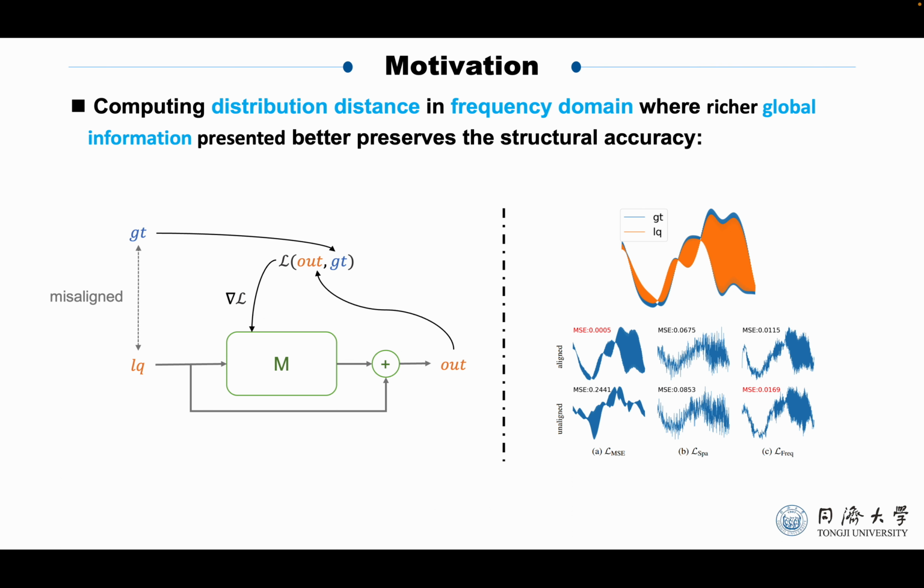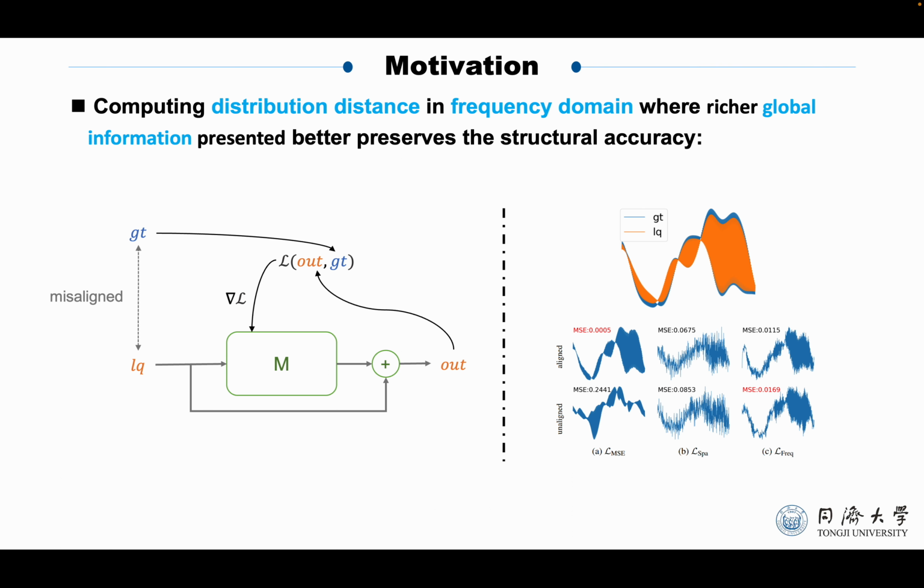We argue that this problem is because Wasserstein distance and other distribution-based loss functions are calculated in the spatial domain. Calculating in the spatial domain will only utilize the local information. However, we think utilizing the global information can address this issue. Therefore, we anticipate that calculating Wasserstein distance in the frequency domain could better preserve the structural accuracy of predicted results due to the richer global information present in the frequency domain.